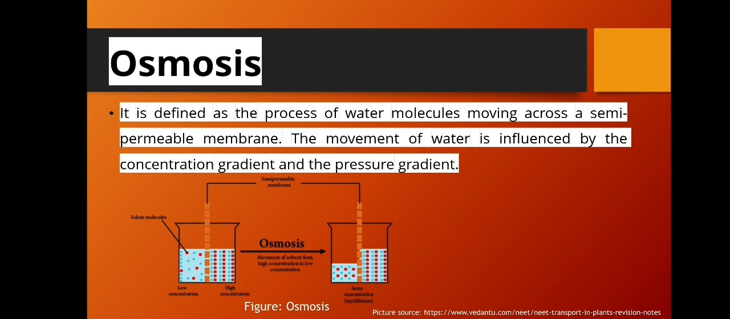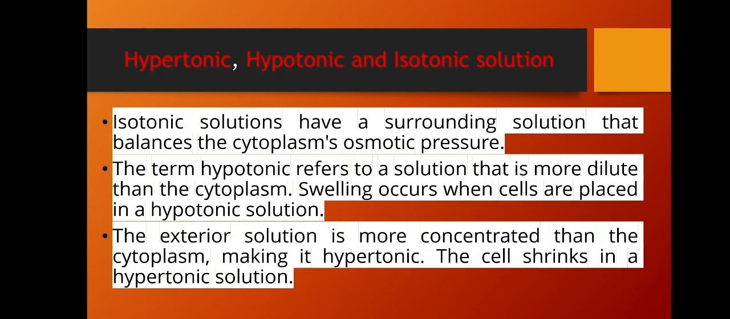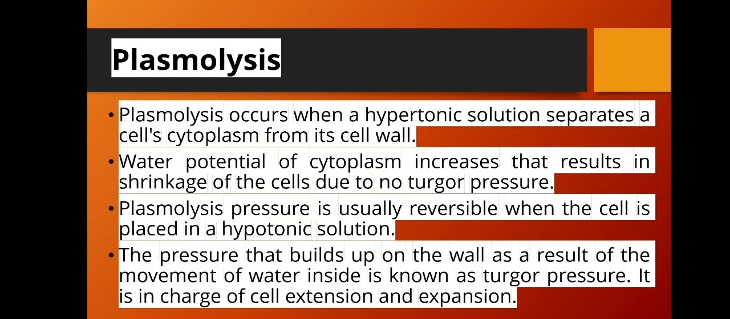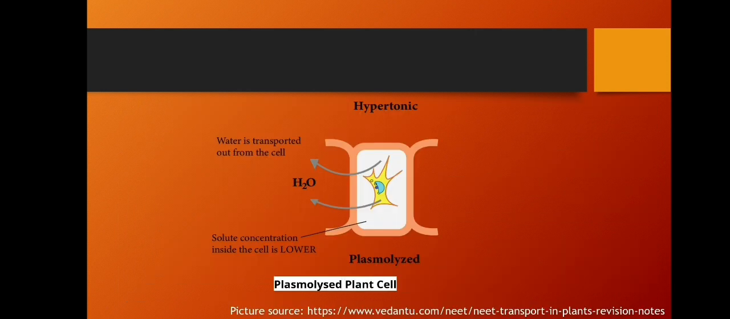Then what is osmosis? It is a special type of diffusion, where the movement of water molecules takes place across a semi-permeable membrane from its higher concentration to lower concentration. Then what is a hypertonic solution? When the concentration of solute in a solution is higher than in the cell, it is called hypertonic. When it is lower than the cell concentration, it is called hypotonic. When it is the same inside and outside the cell, it is called isotonic. And what is plasmolysis? When a cell is placed in a hypertonic solution, the water moves outside the cell, and that leads to plasmolysis.